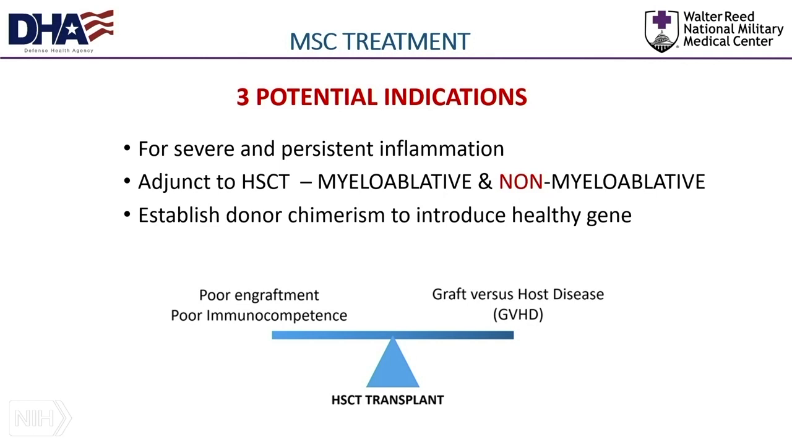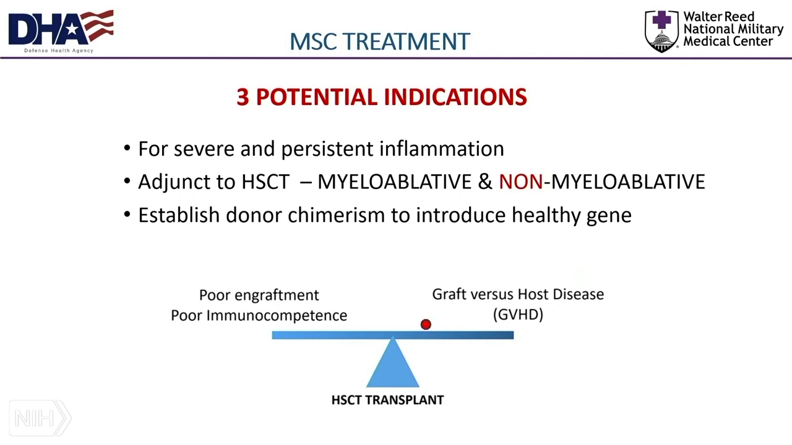The second one, which is probably the most important one, is an adjunct therapy to hematopoietic stem cells, both myeloablative and non-myeloablative or reduced intensity conditioning. And the last one is establishing donor chimerism as a surrogate of gene therapy, introducing healthy gene.